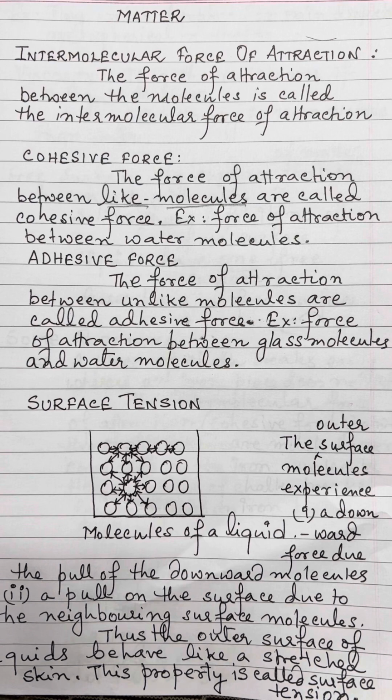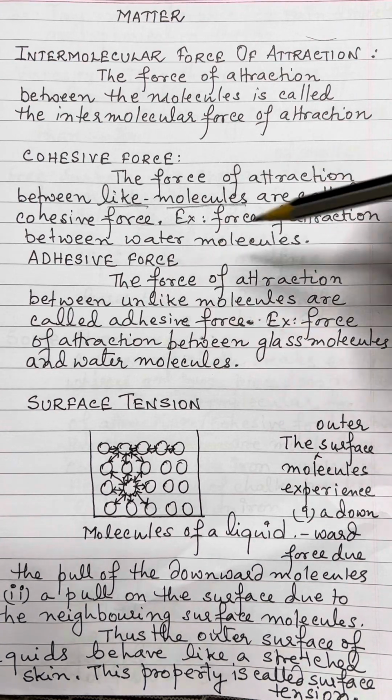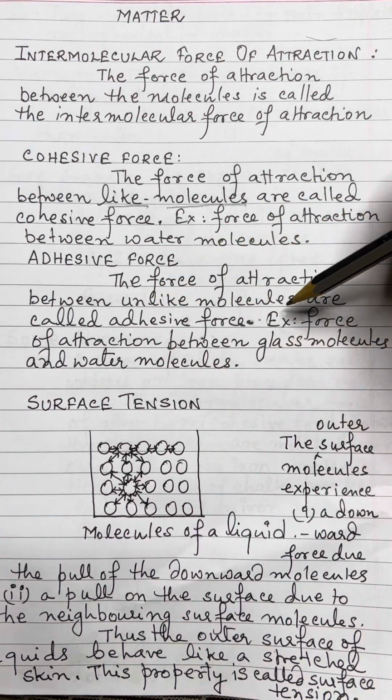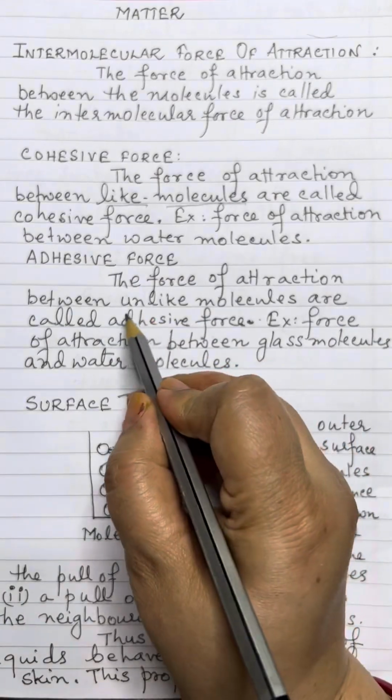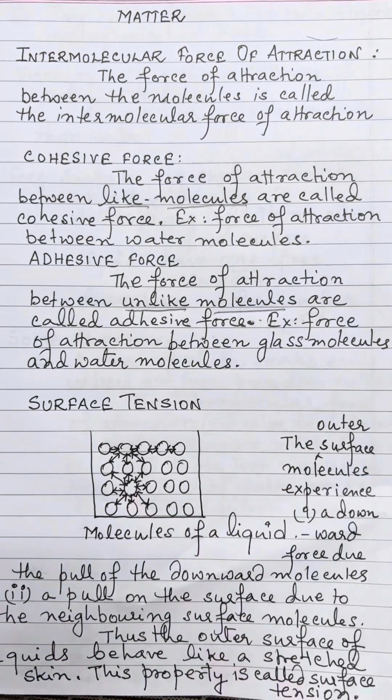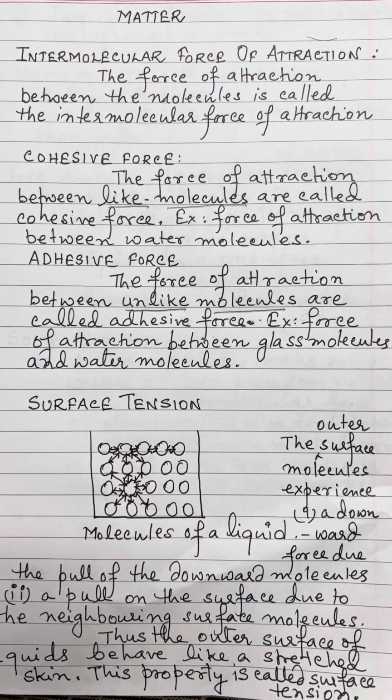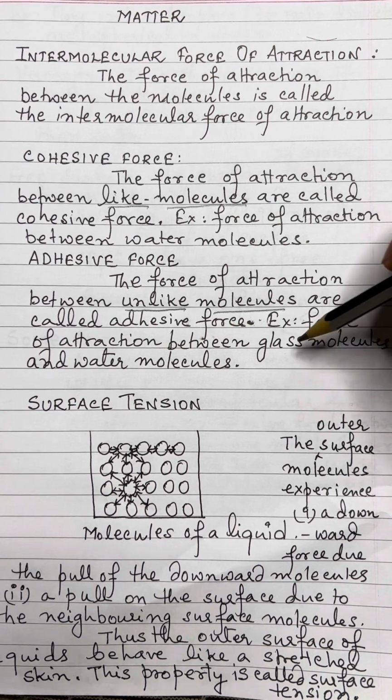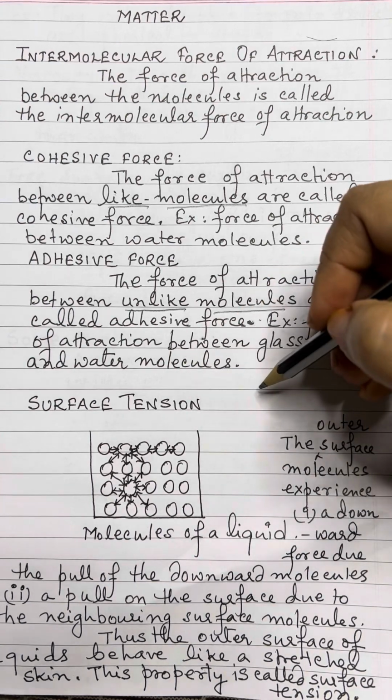So now, coming back to another form of intermolecular force of attraction, that's known as the adhesive force. It is the force of attraction between unlike molecules. So the keyword over here is unlike molecules. The force of attraction between unlike molecules is known as the adhesive force. For example, the force of attraction between glass molecules and water molecules.